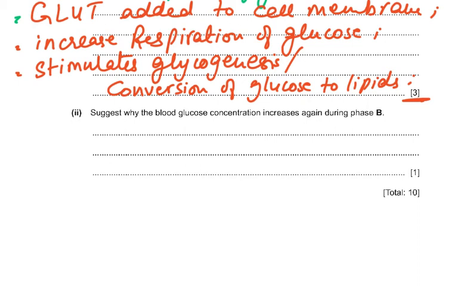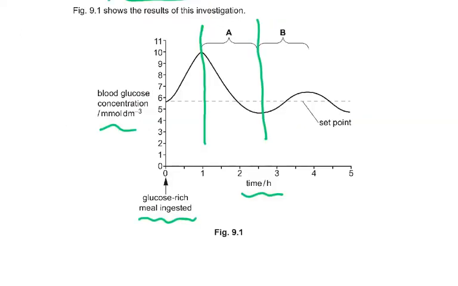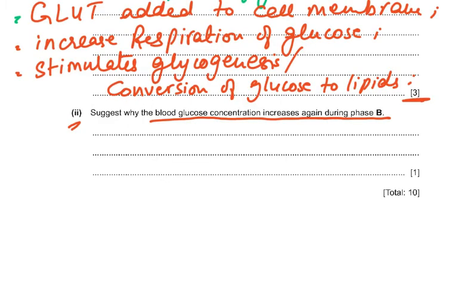Then it says, part 2 of the question, suggest why the blood glucose concentration increases again during phase B. Let's look at phase B. What is happening at phase B? Why is this increasing again? Because it went down, so why is it increasing again? You have to talk about glucagon. So glucagon being produced.